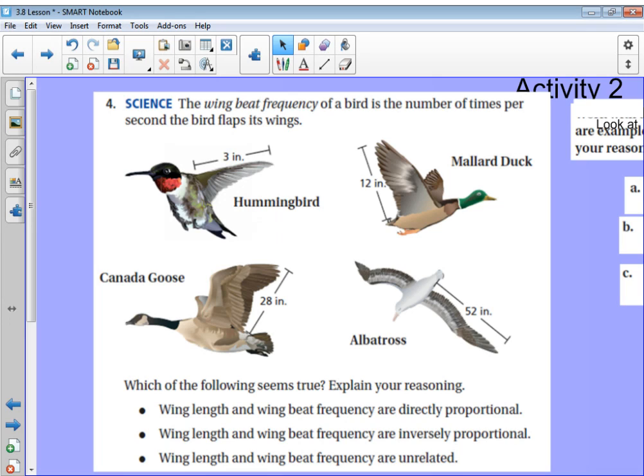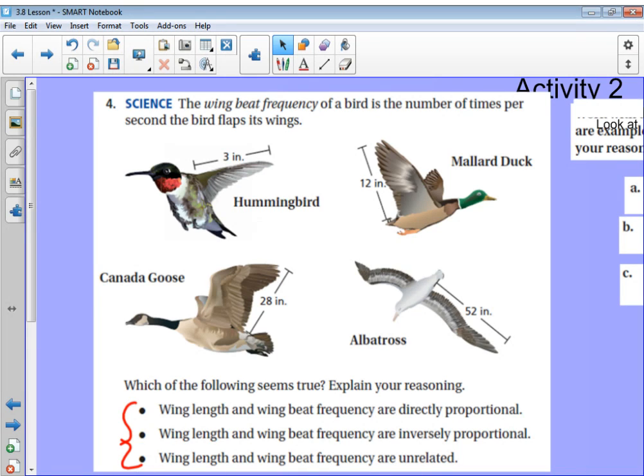So it says, which of the following seems true? Explain your reasoning. So what I want you to do is kind of take a break, read through these 3 examples that they give us, and identify which of these 3, so you're going to pick one, it's like a multiple choice, which of those 3 do you think is true when it deals with how fast the wings have to beat compared to the length of those wings?